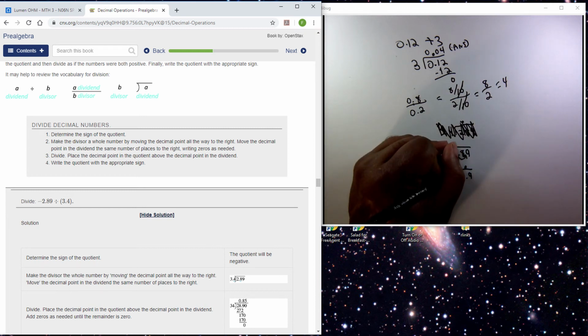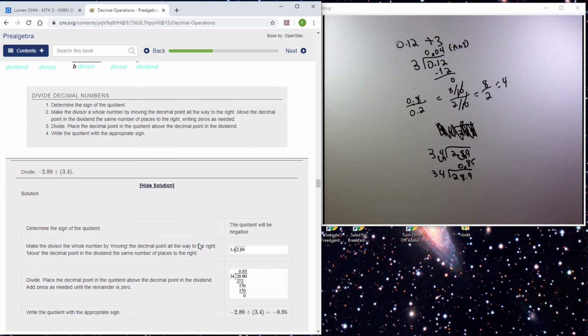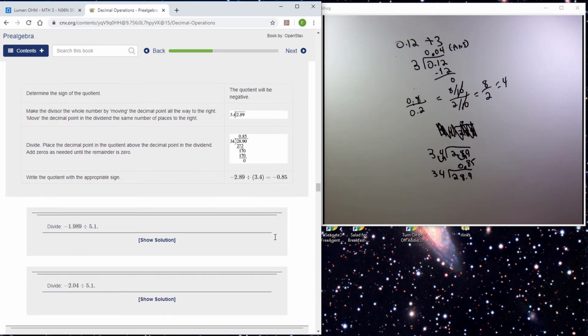34 will go into 28, but 34 will go into 289 8 times. You can see that here. We're going to it 8 times. Okay, indeed, divided like they were whole numbers. So since we know that our final answer has to be negative, we have a negative 0.85.